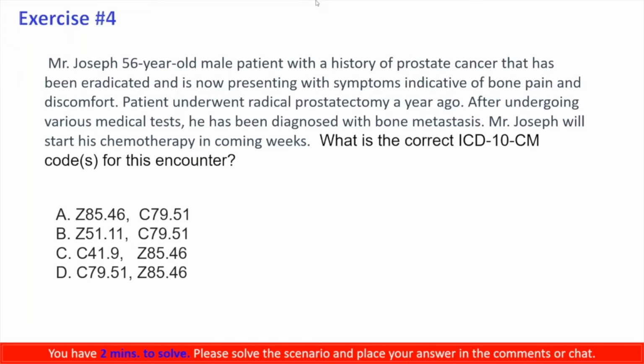is now presenting with the symptoms indicative of bone pain and discomfort. The patient underwent a radical prostatectomy a year ago. After undergoing various medical tests, he has been diagnosed with bone metastasis, and Mr. Joseph will start his chemotherapy in coming weeks.